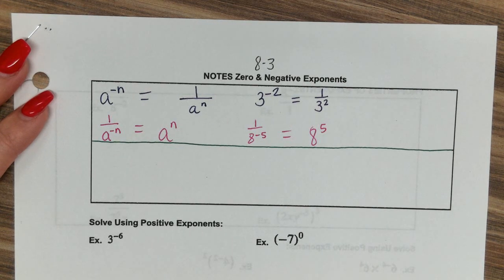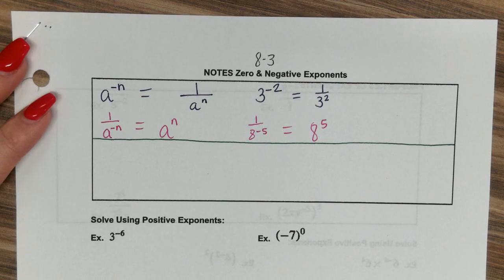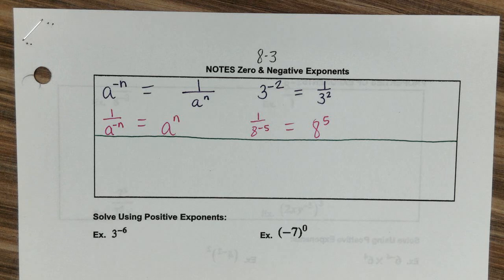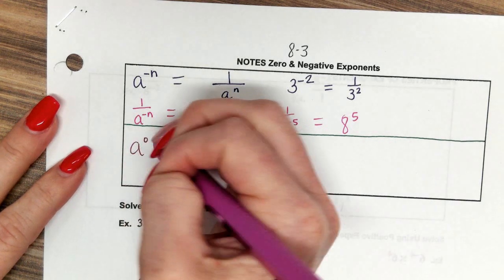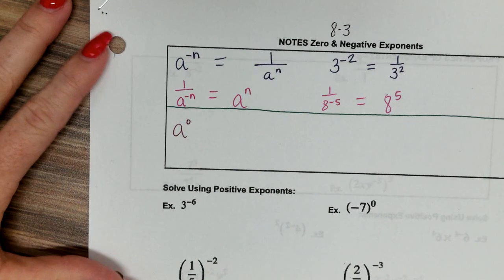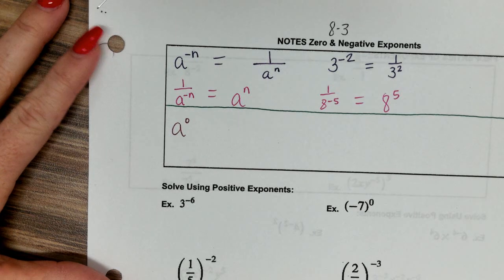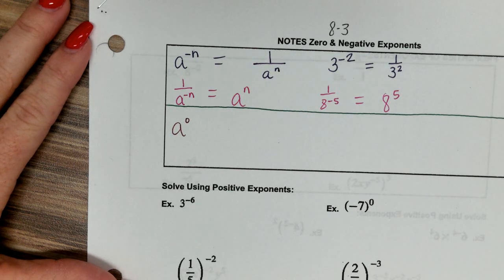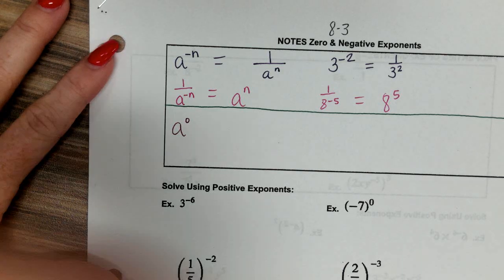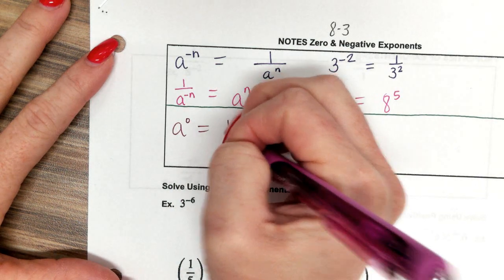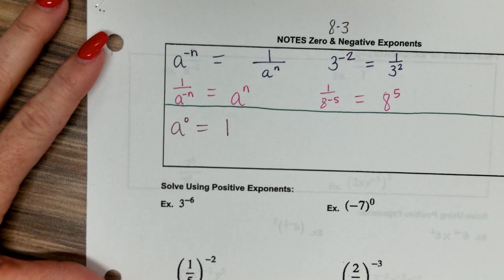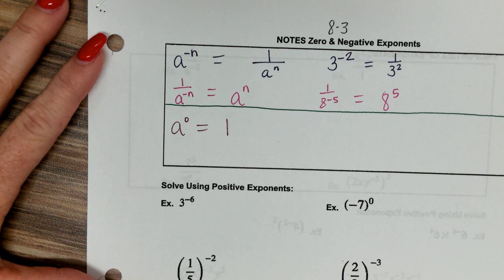Questions on this? Okay, now we're going to talk about zero exponents. You're going to memorize the rule, but I am going to teach you why it works. So, if you have any number raised to the 0 power, pay attention, this is a big one. If you have any number raised to the 0 power, the value will always be 1. And I'm going to explain why.